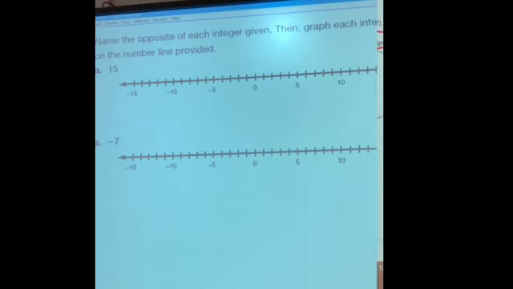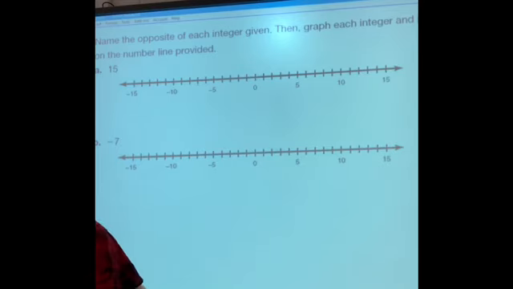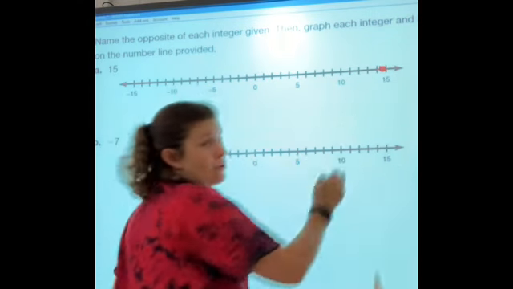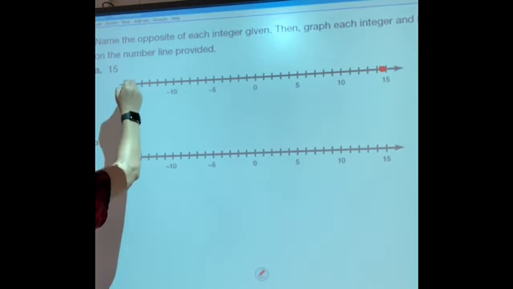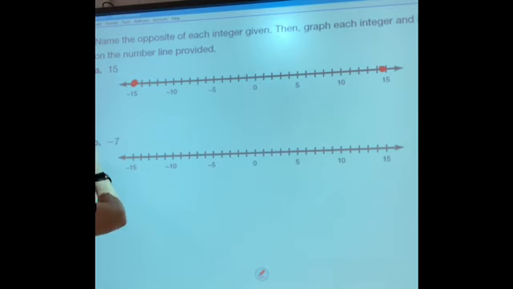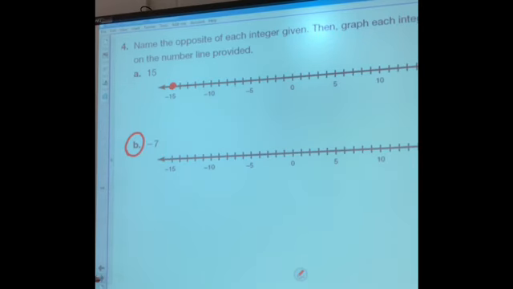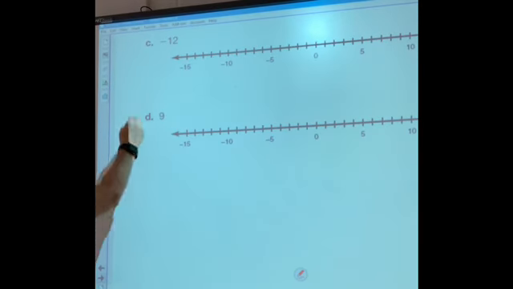Okay, the next section is fairly easy. It says label the integer and then graph the opposite. So you've got 15, and I would graph a negative 15. So you're going to do B yourself, because you can do that. That's easy math. Same thing, D and C in classwork homework.